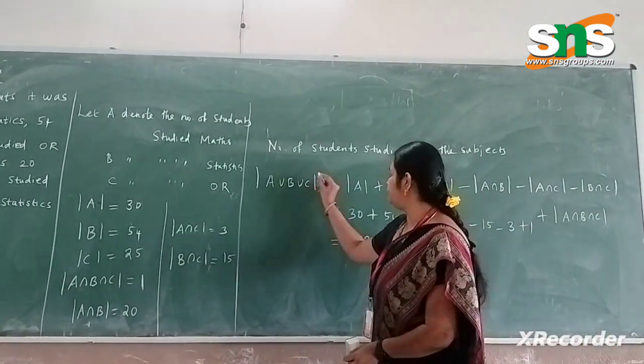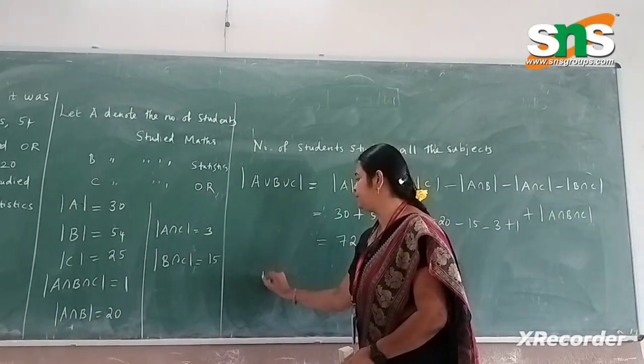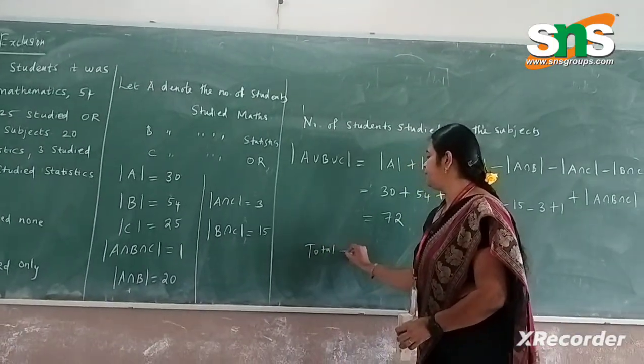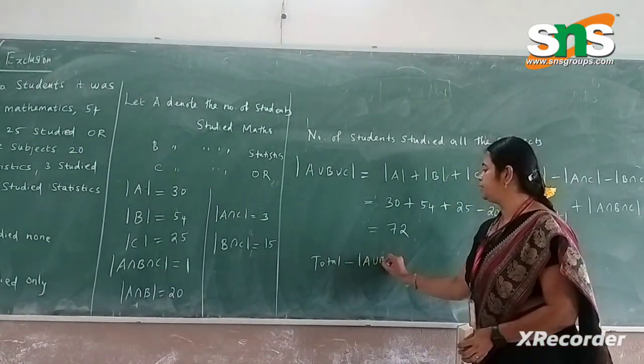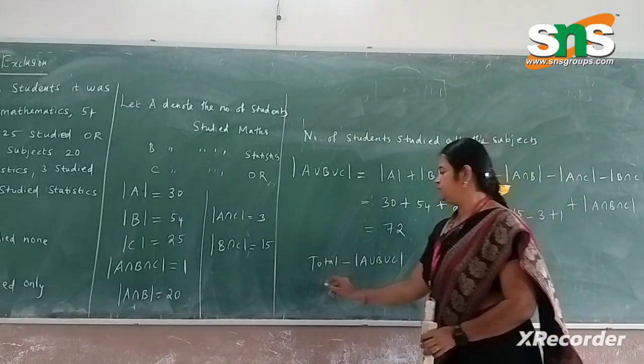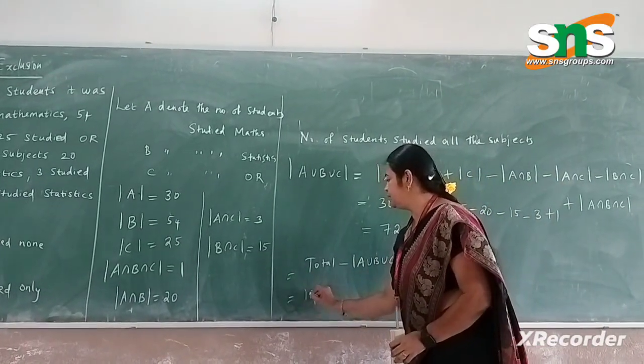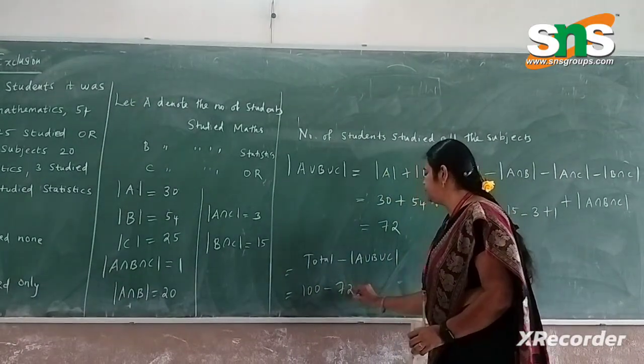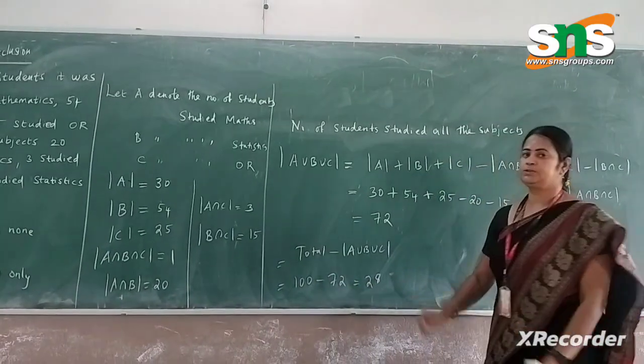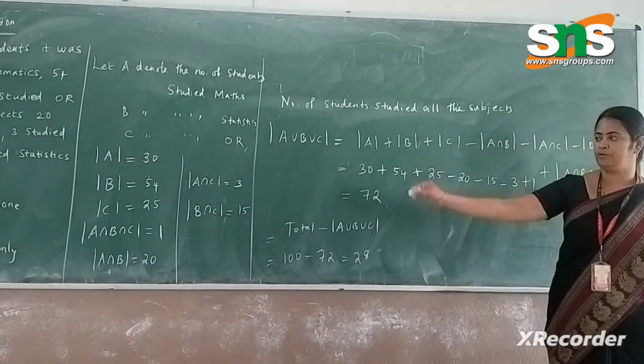Therefore, for none of the subjects, you have to subtract from the total this cardinality of A union B union C. The total is 100, so 100 minus 72 is 28 students. So 28 students study none of the subjects.